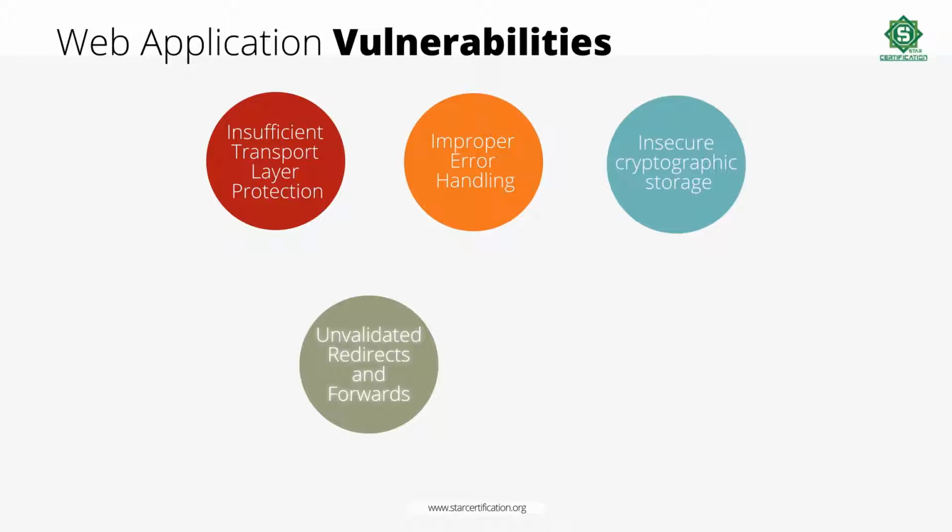Unvalidated redirect occurs when the attacker sends an email to the user containing a rewrite link to a malicious server, hence redirecting the user to the malicious websites. Unvalidated forward occurs when the attacker requests a web page from the server with a forward link. The attacker is forwarded to the admin page.